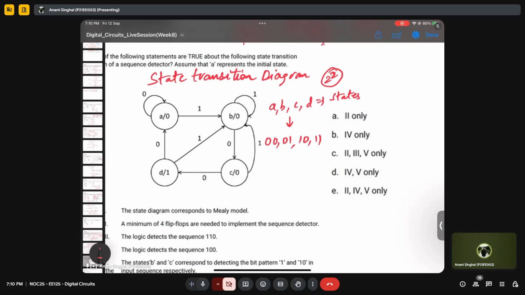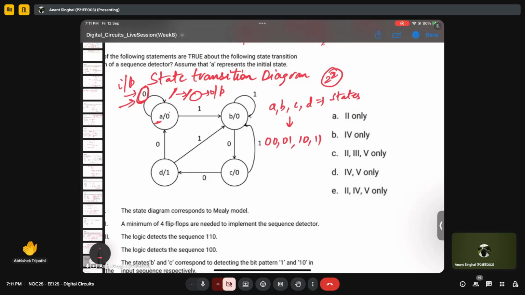In this example, you see the state A. Whatever you see above the arrow is the input, and whatever you see below the slash is always the output. Is this clear? So states are always given as A, B, C, D. Whatever you see above the arrow is the input, and whatever you see after the slash is the output.